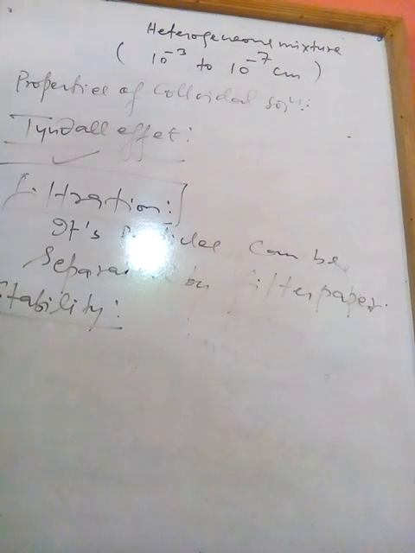The stability of the colloidal particle is due to the presence of the charged particles. The nature of charge is same throughout the colloid and hence they repel each other. The charged particles present in colloid repel each other and therefore its particles are stable in the dispersion medium.